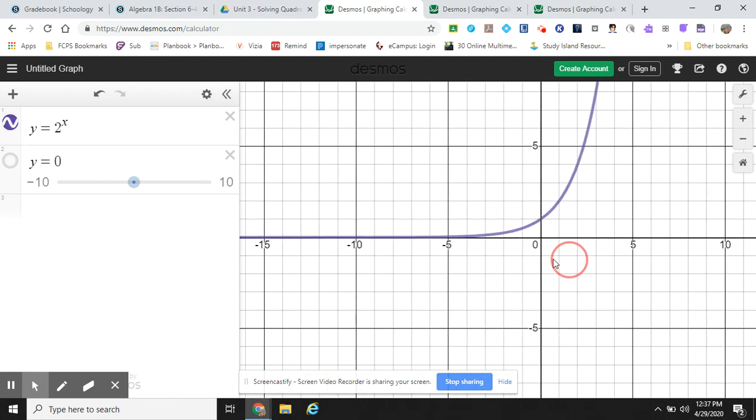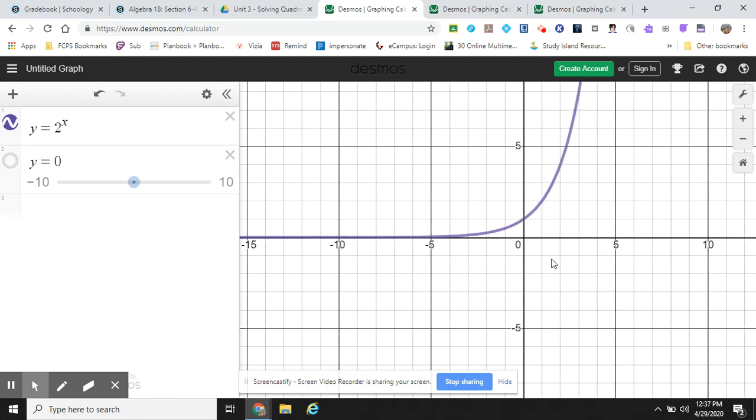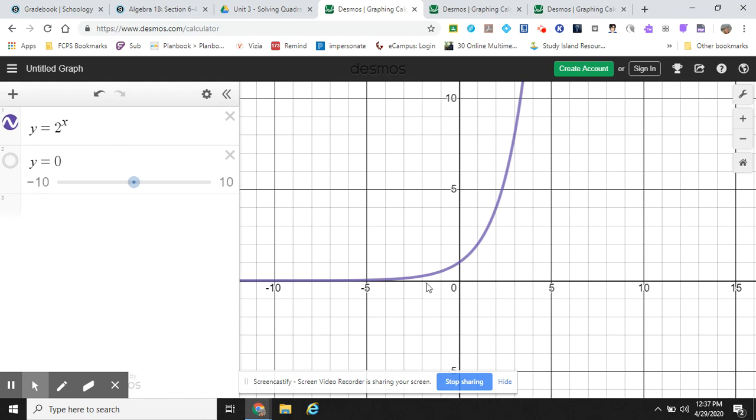Well, that value is 0. The y value there is 0. So the range for this goes from 0 up to infinity. The range will never be negative infinity to positive infinity for exponential functions.